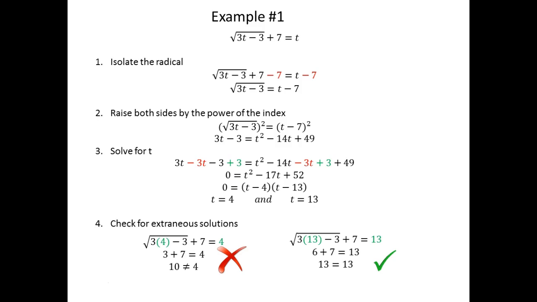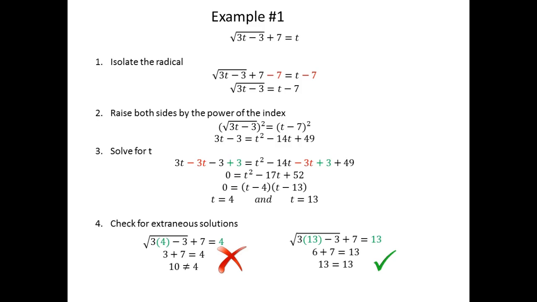Now don't forget that when you are squaring a binomial such as t minus 7, you have to distribute or FOIL. So I end up with a quadratic on one side of the equation. Now it's time to solve for my variable. Now you know that to solve a quadratic, you need to set one side equal to 0. So I am going to move everything over using inverse operations to one side of the equation, and I end up with a quadratic. Next, I'm going to factor my quadratic and solve each of the factors.